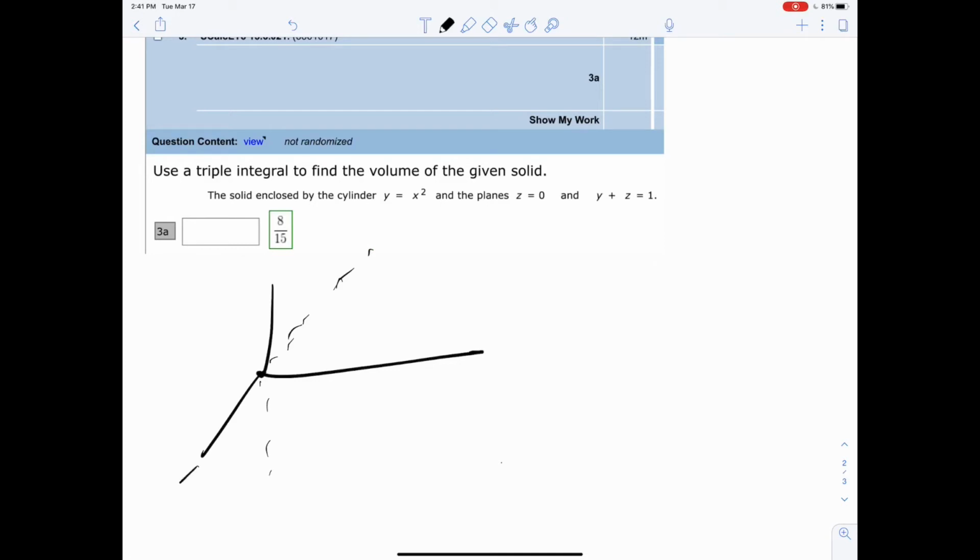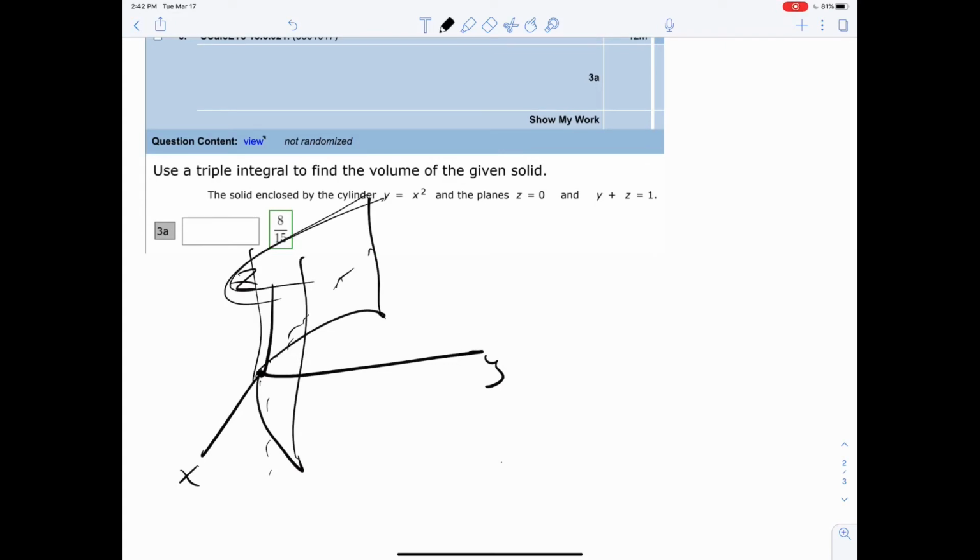So here's x, here's y, here's z. y equals x squared. That's a parabola, right? That's the parabola y equals x squared. The plane z equals 0 would be the xy plane. So this is a cylinder, right? This is kind of this parabolic cylinder.